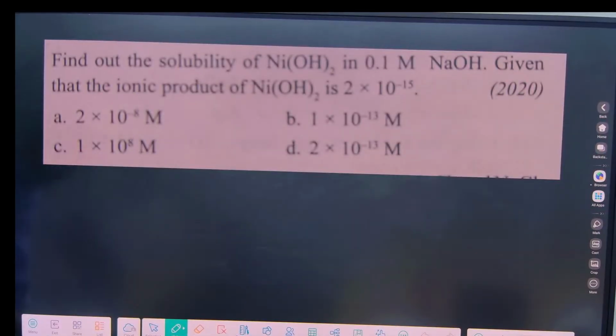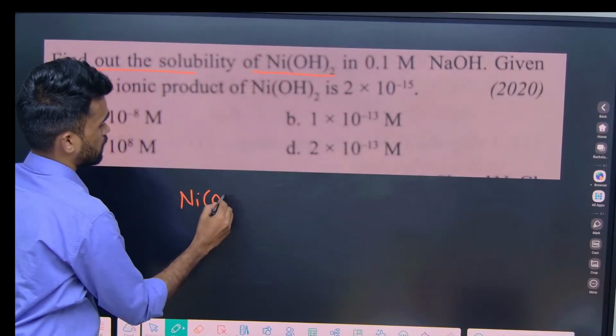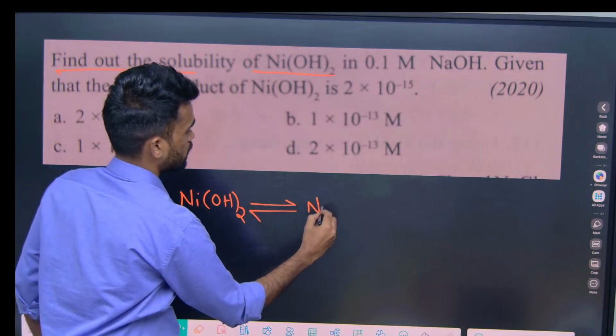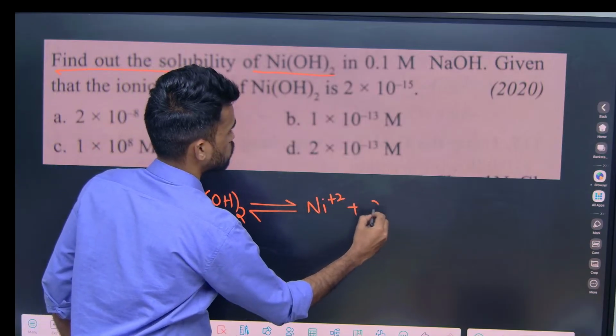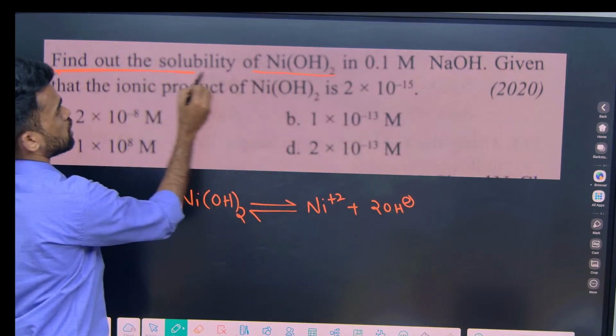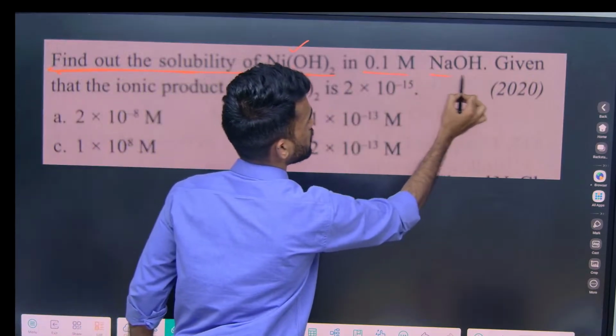Okay, so try to solve this question. What are they saying? Find out the solubility of Ni(OH)2. Okay, nickel hydroxide is there. It will dissociate to give Ni2+ plus 2 OH minus. So we need to find out the solubility of this compound in 0.1 molar NaOH.